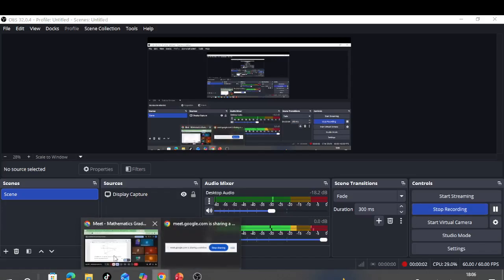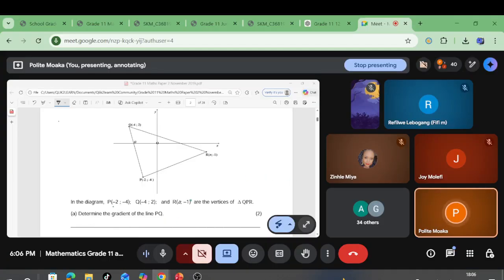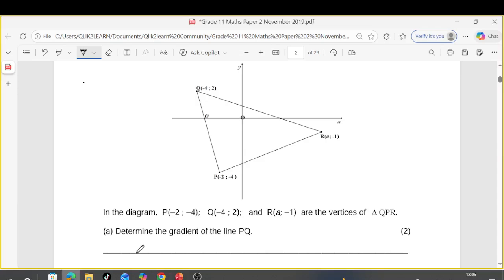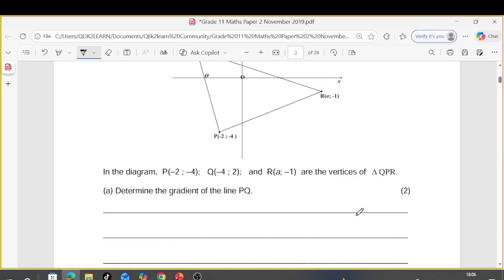So based on what we are given, we need to answer the following questions. If we check here, they want us to determine the gradient of the line PQ. What I need you to do, remember, it might be easy for you to work on this, but there are some things that I need you to pay attention to. There are some things that you need to make sure you don't make mistakes on, because now we are doing a normal lesson.